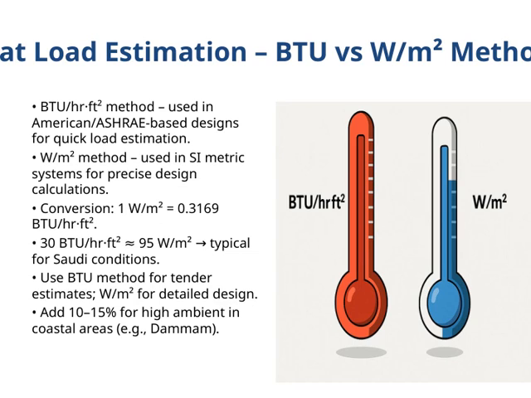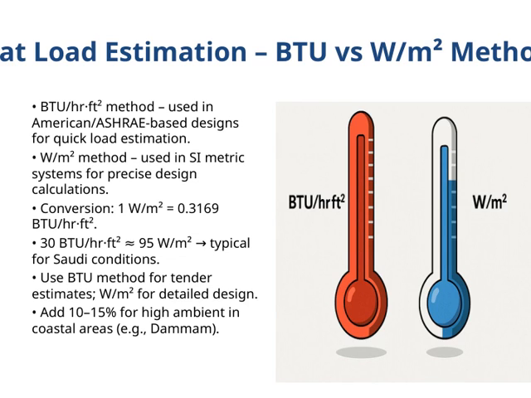Let's talk about the heat load estimation methods, specifically the BTU versus W/m² approach. The first one, the BTU per hour per square foot method, is commonly used in American and ASHRAE-based designs. It's great for quick load estimates, especially during early project phases. On the other hand, the W per square meter method is preferred in SI metric systems and is more precise, making it suitable for detailed design calculations.